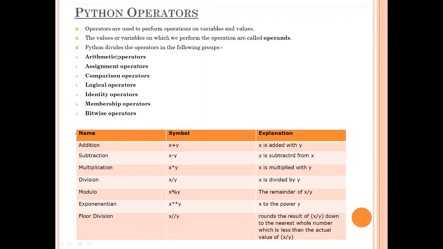So there are several types of operators in Python. The operators are arithmetic operators, assignment operators, comparison operators, which are also called relational operators, logical operators, identity operators, membership operators, and bitwise operators. We will look at each of these kinds of operators and understand them with several examples. So let's flip to Jupyter Notebook and start with the arithmetic operators.